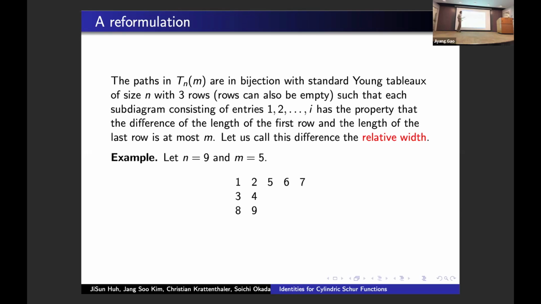Right, I forgot to say something. When you consider any of the sub-tableaux formed by the first few entries: if you take the whole thing, then this difference is 5 minus 2, which is 3. This is not yet 5. Then if you look at the entries from 1 to 8, now the difference is 4. If we look at the entries from 1 to 7, the difference of this row minus this one, which has become 0, is 5. So this condition is still met, and then from here on, of course, the difference can't be more than 5.